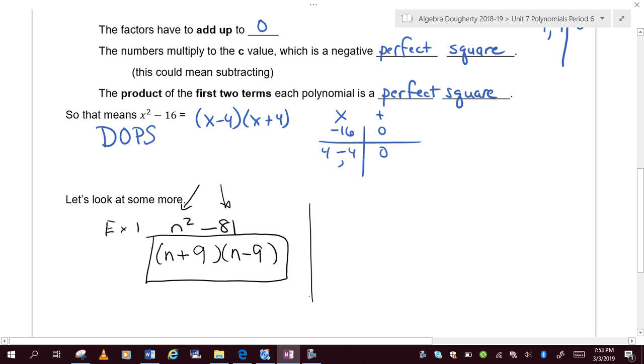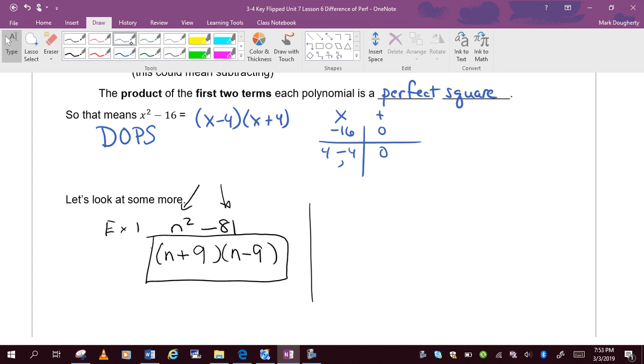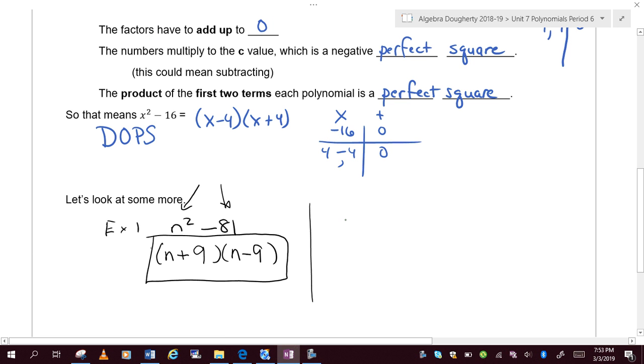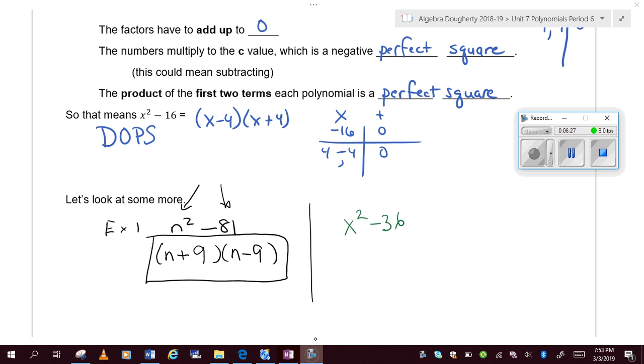I think that was better explained when we did the whole thing together than when I broke it down into small pieces. So let's try another one that is relatively simple. X squared minus 36. Maybe if you're feeling good about yourself, pause the video and see if you can get the answer before I explain it. Okay, I'll start trying to explain it now.